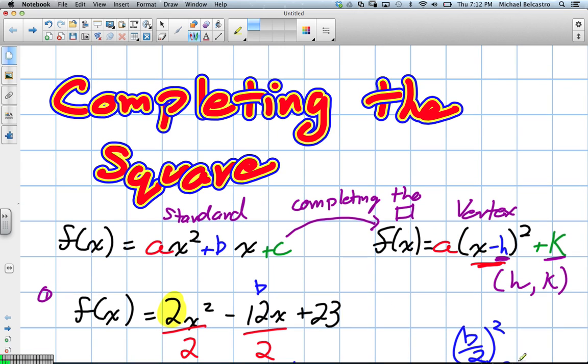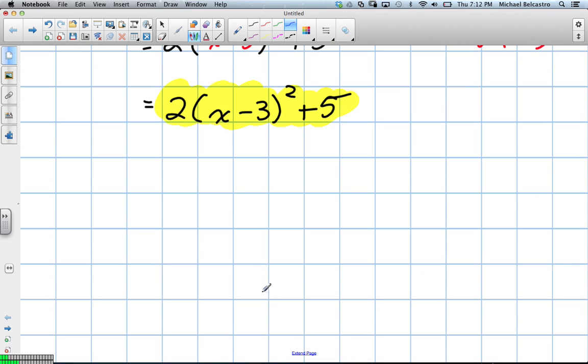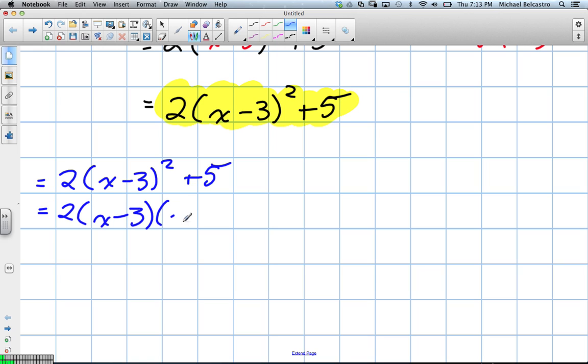Sorry for the time here. On top of that, I'm going to show you something, just to make sure we've done this right. I can go back and turn vertex form into standard form by expanding. This is something you've done before, so I'm going to show it a little quicker. I want to make sure I didn't make a mistake. So I'll take our vertex form, 2 times x minus 3 squared plus 5. That squared just means that bracket times that bracket, so we have 2 times x minus 3 times x minus 3, plus 5.